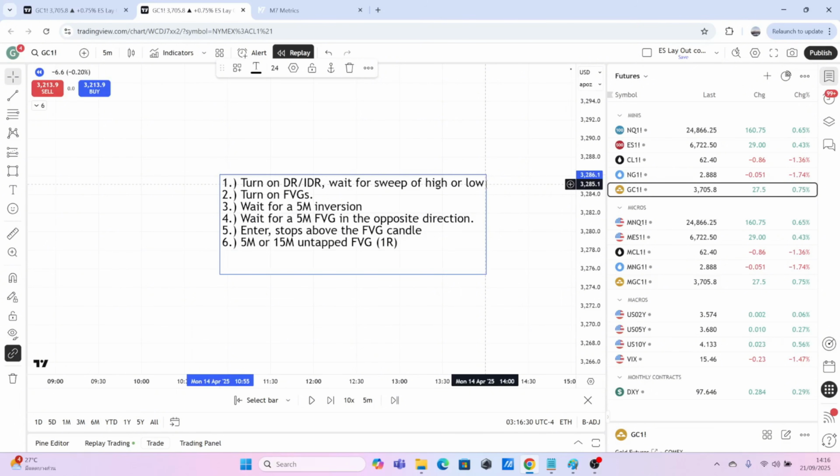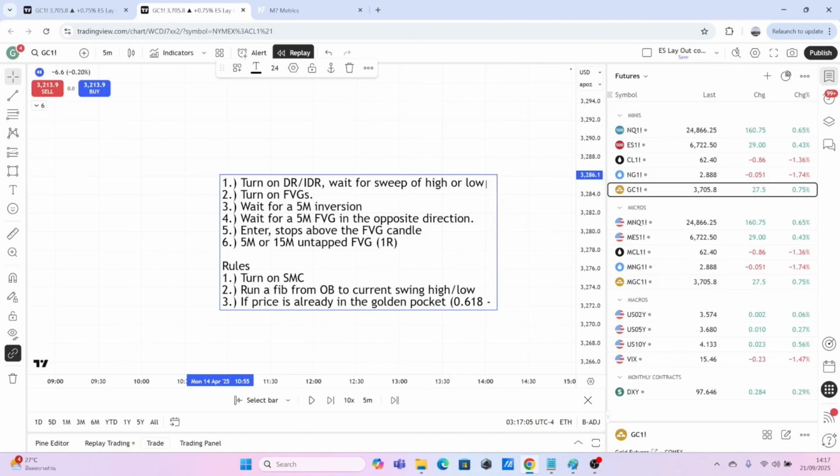When do you not take trades? The rule is: turn on SMC, run a fib from the OB to the current swing high, swing low. If price is already in the golden pocket, which is your 0.618 and your 0.786, no trade.